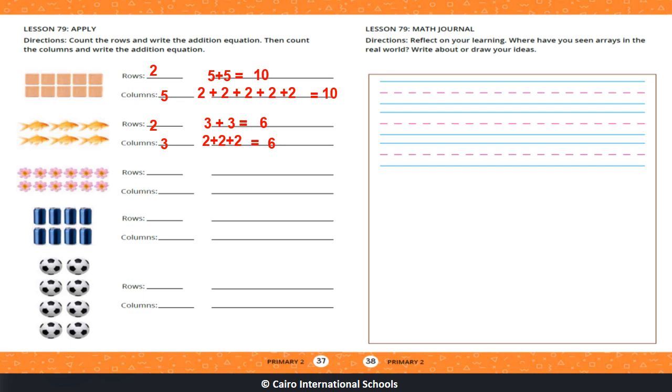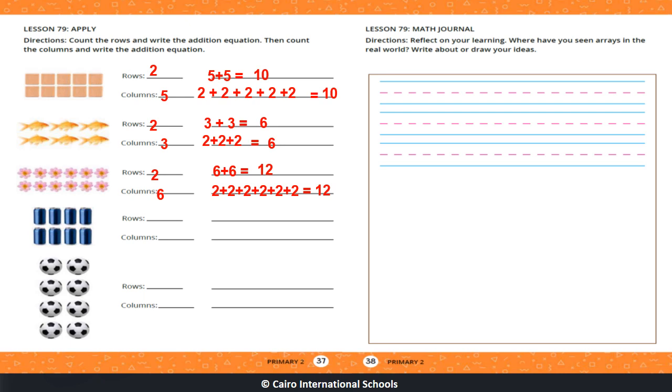The next one, in this array we have 2 rows as we move horizontally. So we will write 2. And how many columns? 1, 2, 3, 4, 5, 6. It has 6 columns. So the addition equation for rows is 6 plus 6, 2 times, equals 12. And if we count the number of flowers in columns, we will write 2 plus 2 plus 2 how many times? We will add 2 to itself 6 times. So it will be 12.